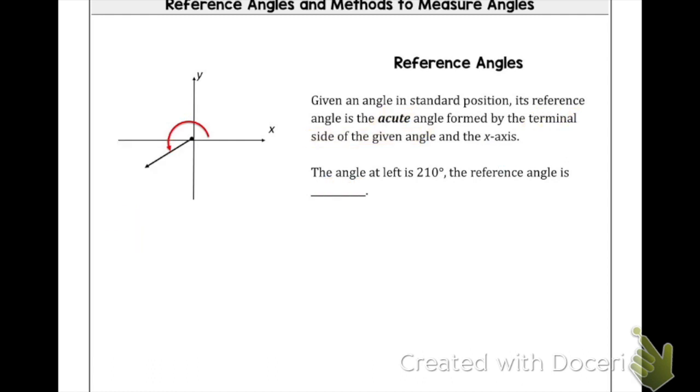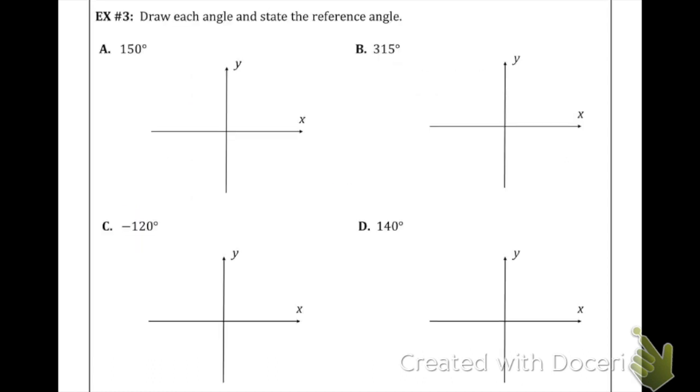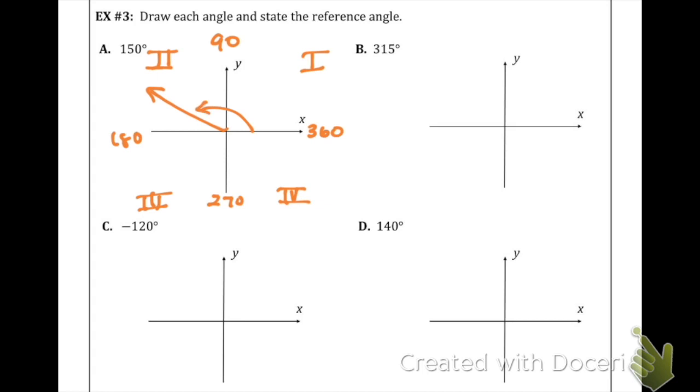Okay, so let's move to example 3. We're going to sketch the angles in standard position, and we're going to find the reference angles. So here's 90, 180, 270, 360, quadrant 1, quadrant 2, quadrant 3, quadrant 4. So 150 degrees is going to lie in quadrant 2, maybe somewhere around here. So let's go ahead and label that. There's my 150 degrees.